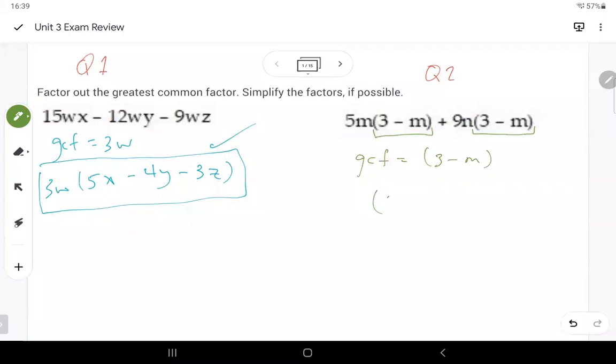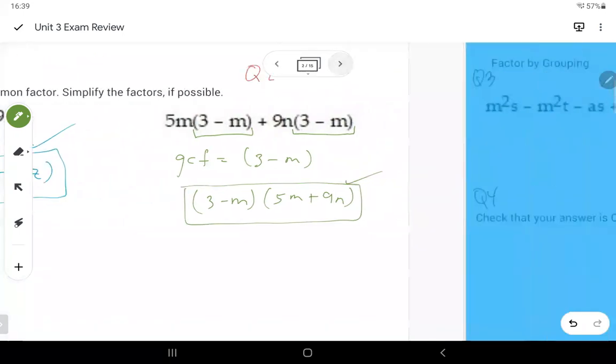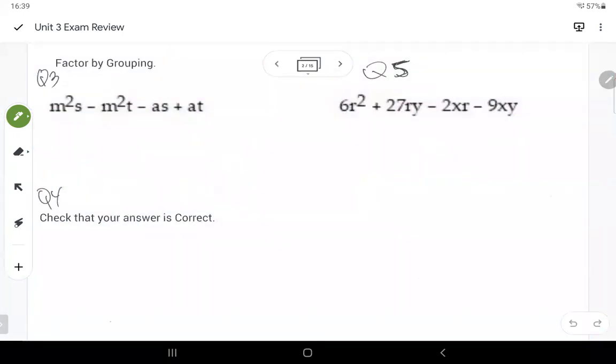So then you would write it just once and bring the outside two together. Okay. All right. And then I do want to point out for these two, for question 3 and question 5, you can rearrange if that helps you.